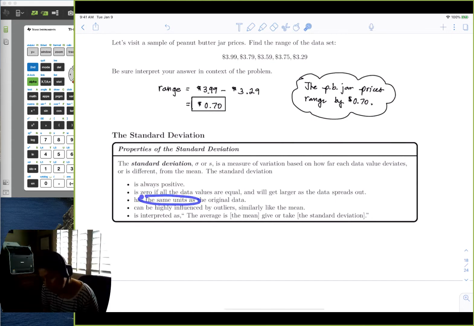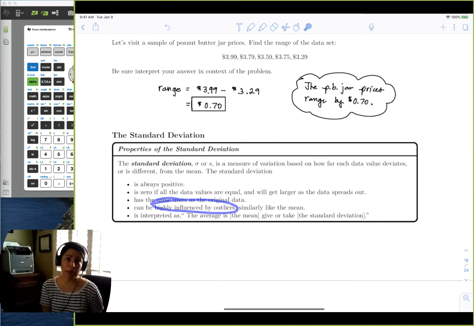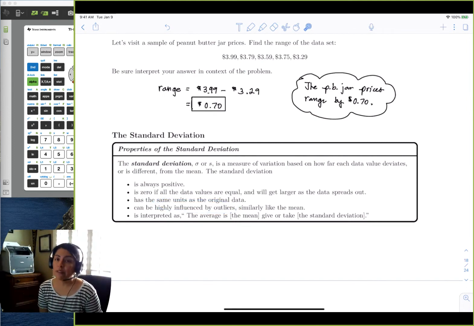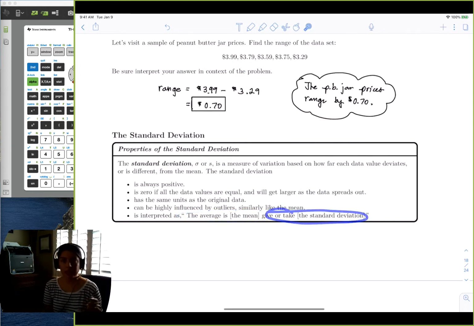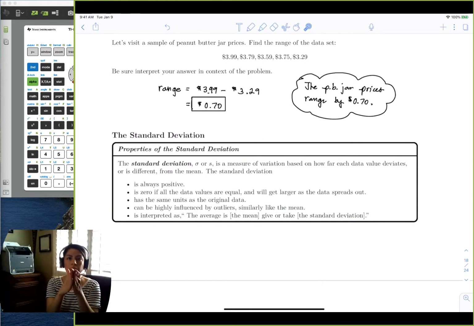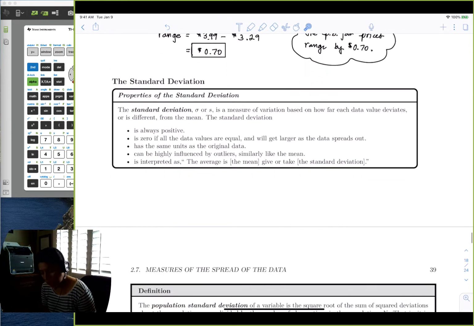And it has the same units as the original data and is highly influenced by outliers. So the standard deviation is not resistant. So be very careful to understand that. And then we interpret it as taking the average and we give or take the standard deviation, right? If it's the average distance from the mean, that means the mean is this value, give or take one of these, right? One of these on each side. It's equal distance from the mean. And we'll be interpreting that.